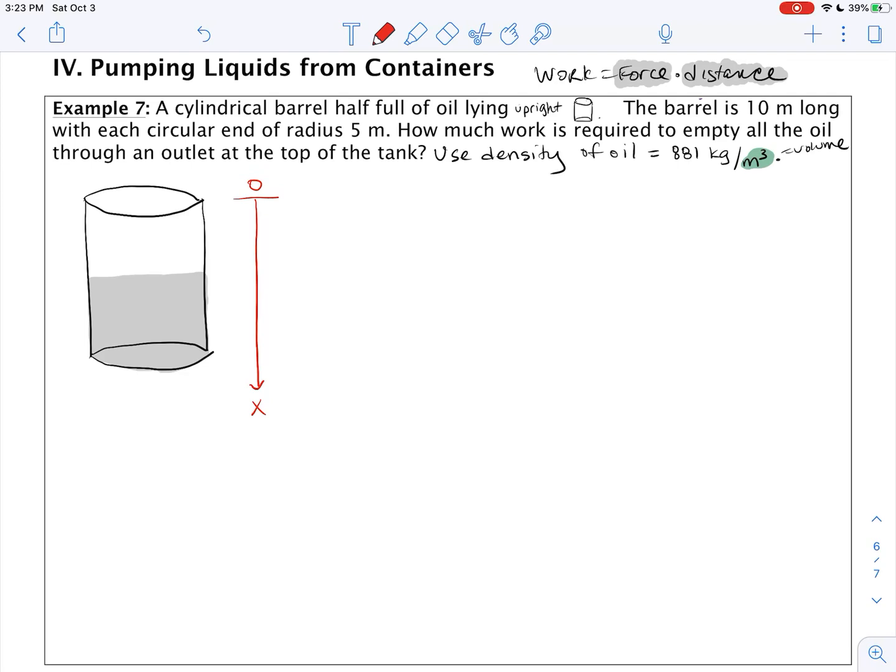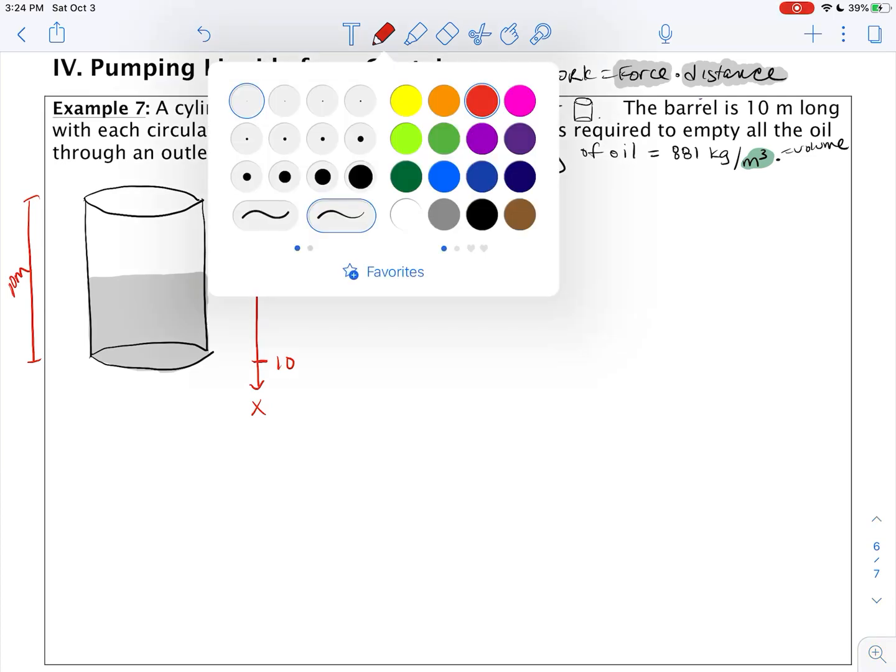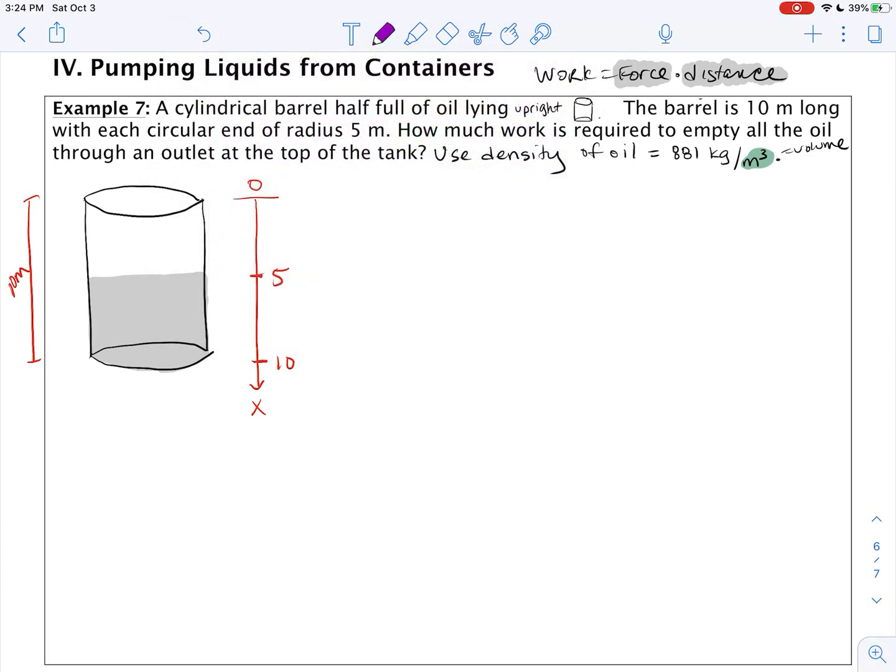We do know that the height of our barrel is 10 meters long. So I know I'm going to go from 0 to 10 here, and I know that it is half full of oil, so I know that this position here is 5. And also I do know that the radius of my tank is also going to be 5 meters.